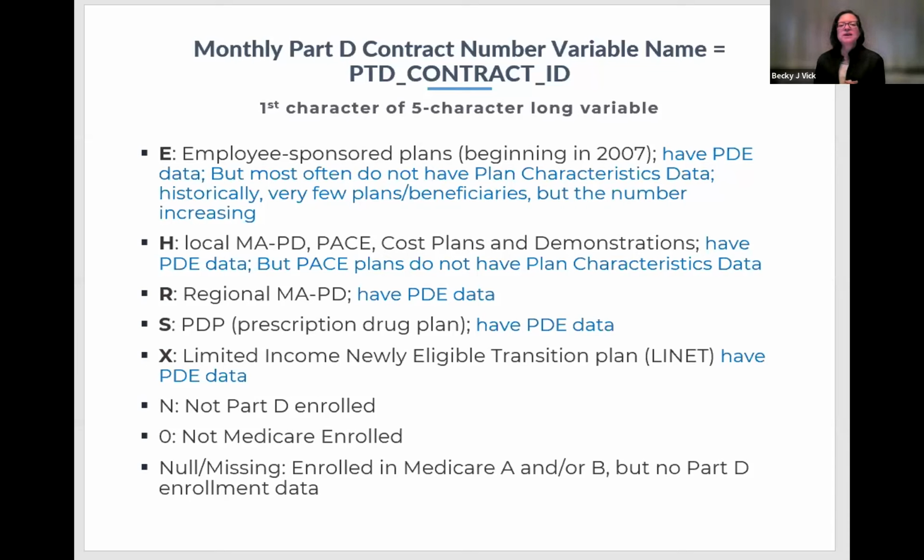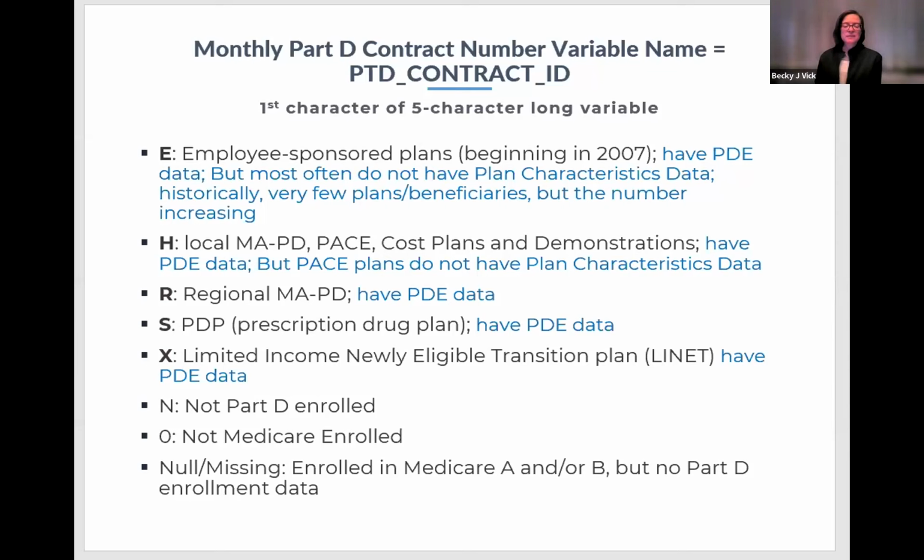So, for example, an E indicates that it was an employee-sponsored plan. H indicates a local MAPD, PACE, cost plan, or demonstration. R is a regional MAPD plan. S's are PDP plans, and X's are limit plans, which are kind of like a temporary plan to get somebody temporary coverage until they can get permanently enrolled in a permanent Part D plan.